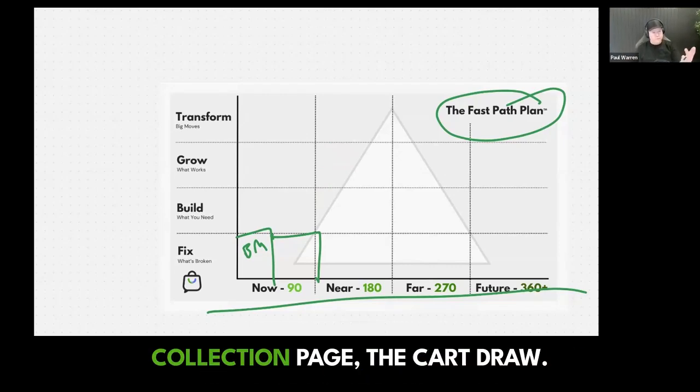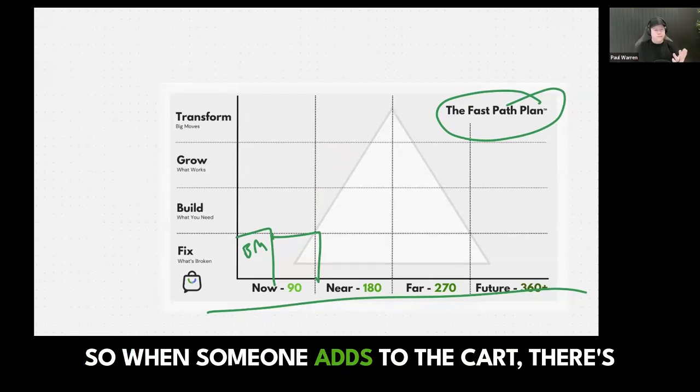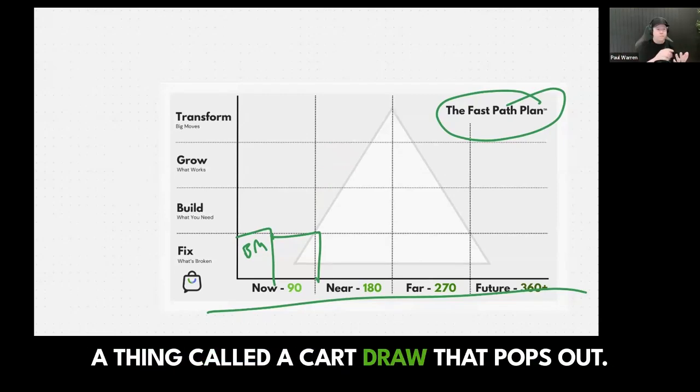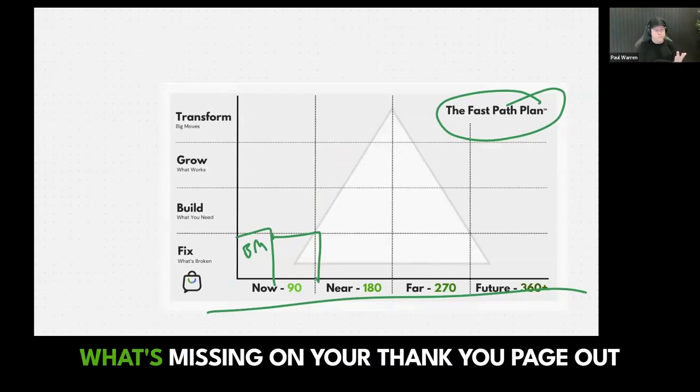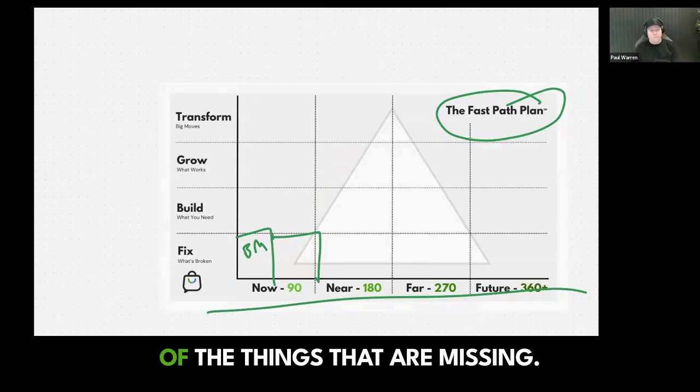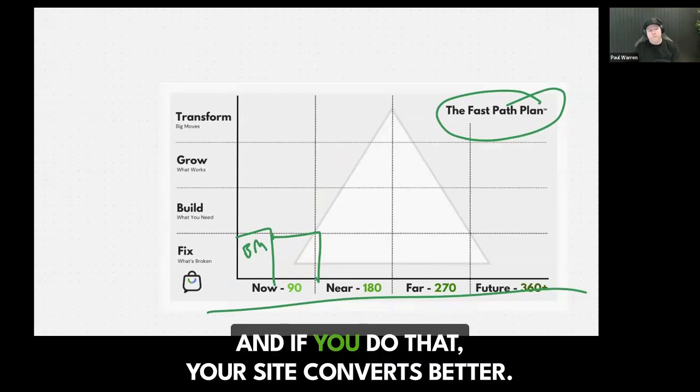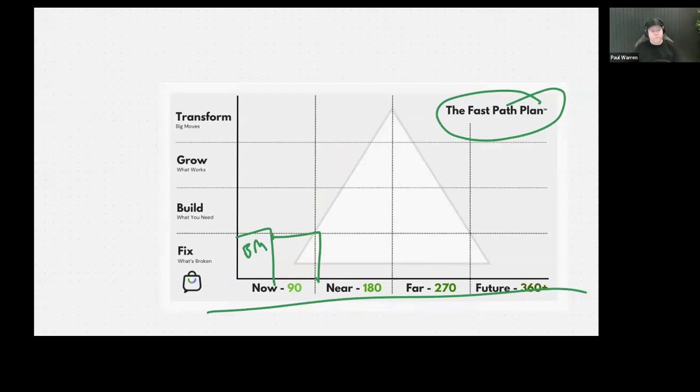Homepage, product page, collection page, the cart drawer. So when someone adds to the cart, there's a thing called a cart drawer that pops out. What's missing in there? What's missing on your thank you page? Add all of the things that are missing, right? And if you do that, your site converts better, right?